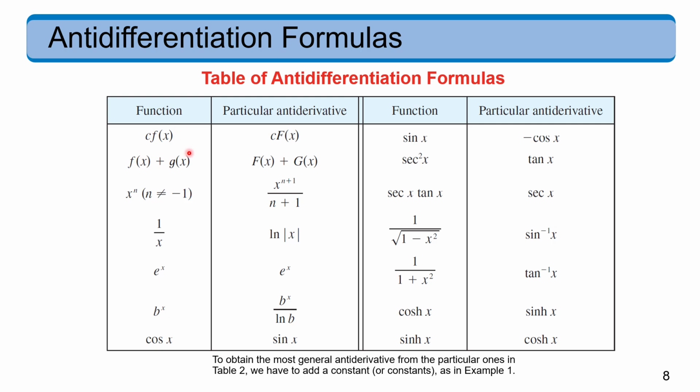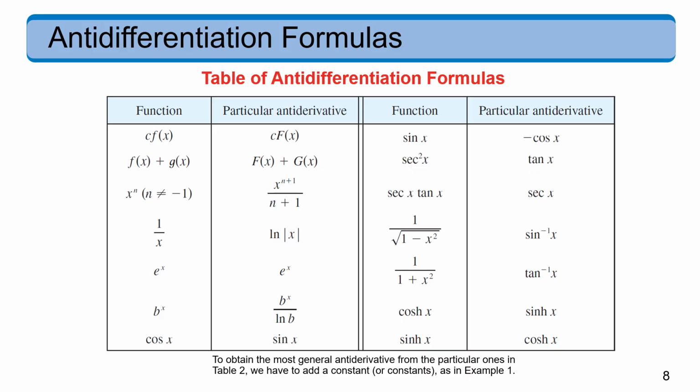And then the top one, if you want to take the antiderivative of a constant times a function, this says the antiderivative is just carry along the constant and then take the antiderivative of the function f. We had the same rule with derivatives, right? If you have a constant times a function, when you take the derivative, you just carry along that constant. So it makes sense that for antiderivatives, the same rule would hold.